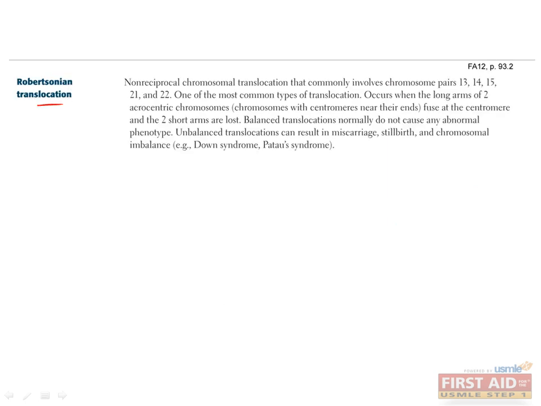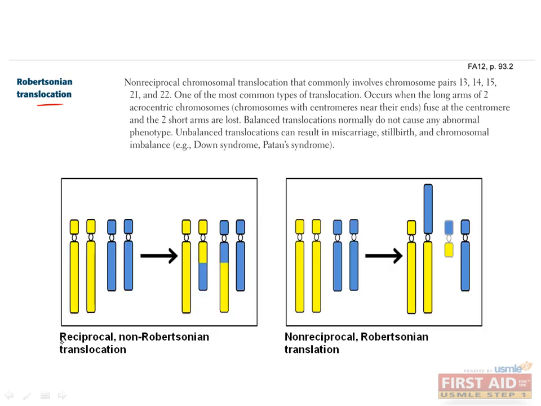A chromosomal translocation is the exchange of genetic material between non-homologous chromosomes. It can either be reciprocal or non-Robertsonian translocation, in which DNA fragments are exchanged between 2 chromosomes, or non-reciprocal Robertsonian translocation. In the figure on the left, a translocation occurred between the bottom half of these 2 chromosomes, resulting in the bottom of the blue one becoming attached to the bottom of the yellow one, and vice versa.